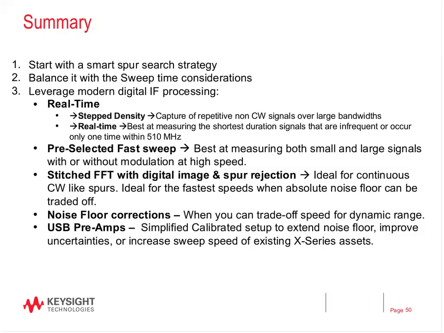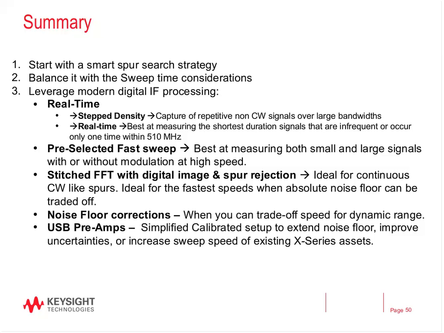If you want to balance dynamic range, but in favor of speed and maybe form factor and density, we have new stitched FFT capabilities with digital image and spur rejection. Again, a new capability never before available, to accelerate your production needs and fit in a small footprint.